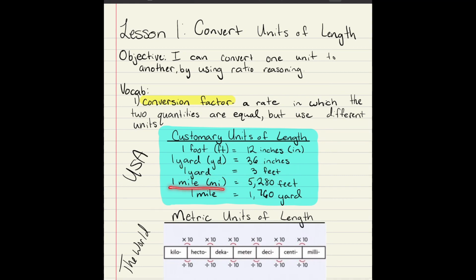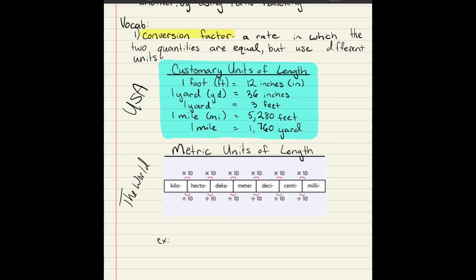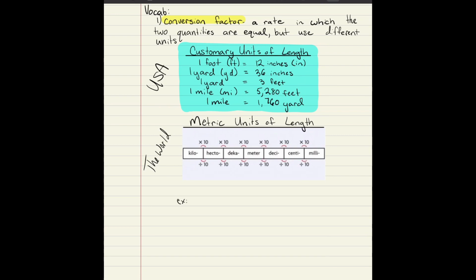1 yard is equal to 3 feet. 1 mile is equal to 5,280 feet. And 1 mile is equal to 1,760 yards. And those can all be written as ratios. So we'll get back to how we write that as a ratio. And then the metric system is much easier because it's just units of 10. And we will come back to the metric system in our examples, and I'll give you guys a hack for that. Right now we're going to move on to writing our customary units as a ratio.